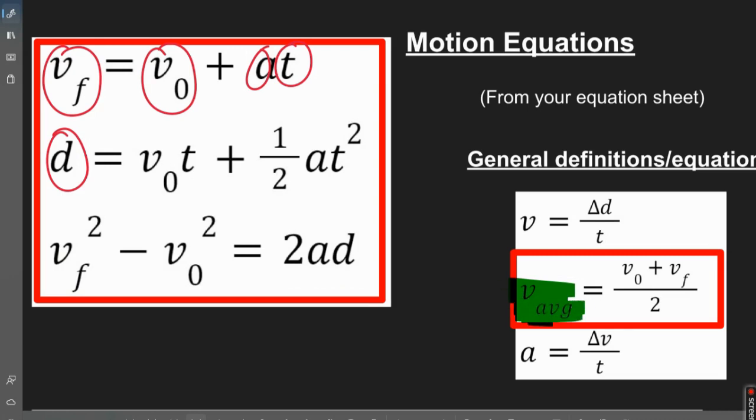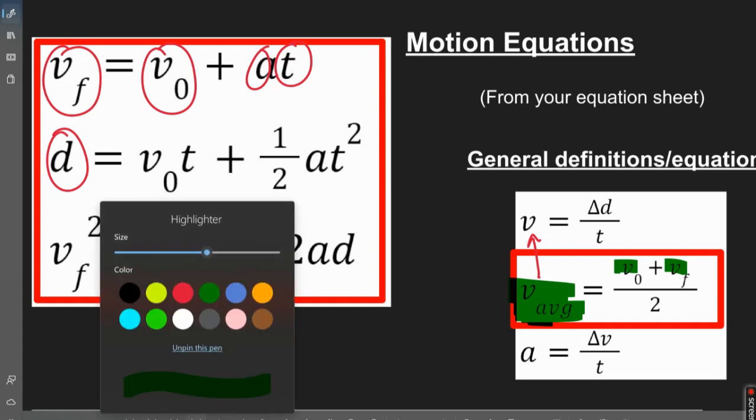What V average truly is, it's the average between our initial velocity and our final velocity. So if you just take those, add them up, divide by 2, that gives us our V average. This V average really tells us that's our displacement over time. All right, so those are the 4 equations that we'll really be using. Those are the only 4 you ever need for motion equations.